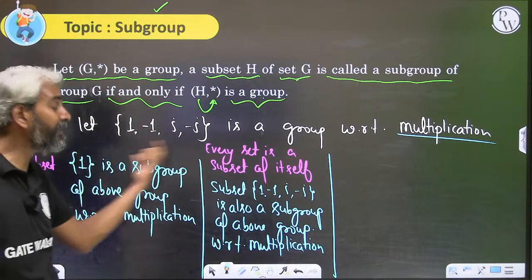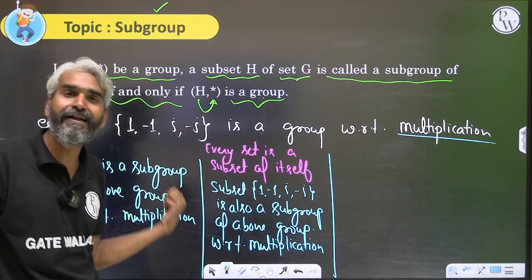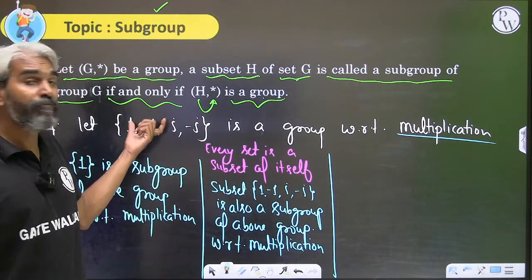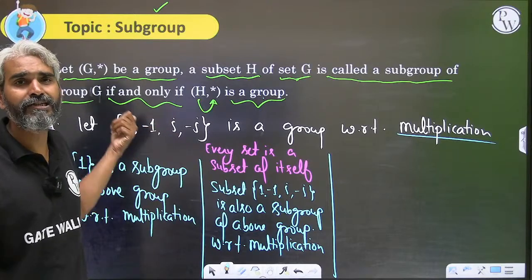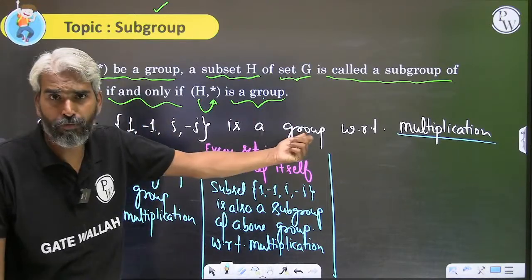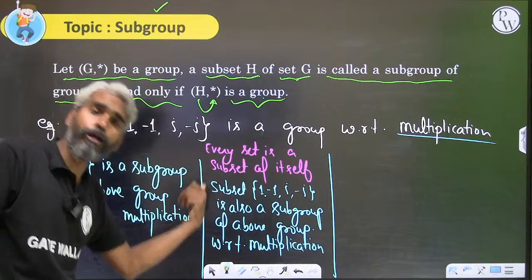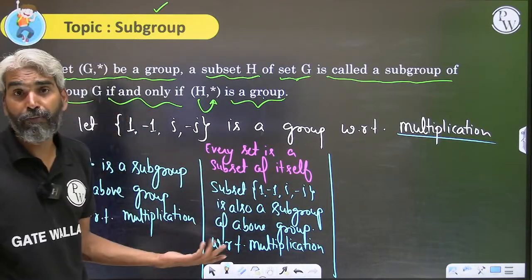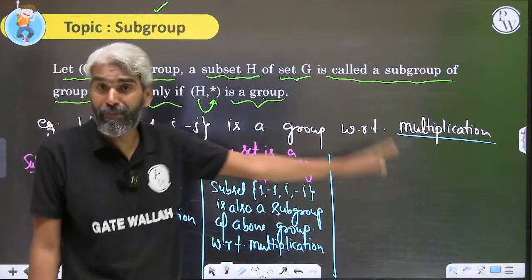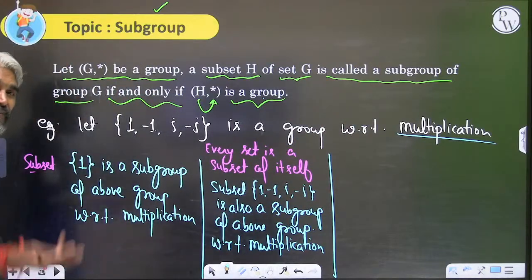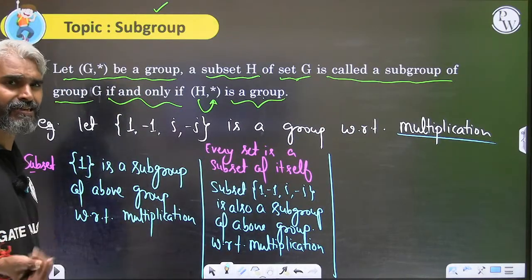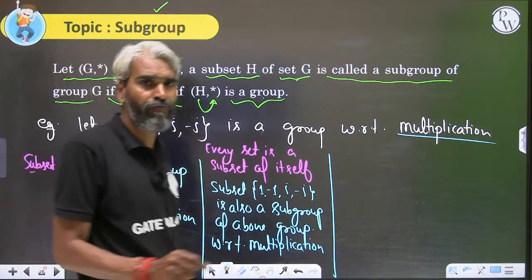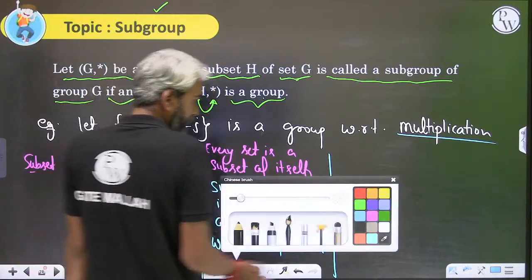If I take all the elements of the set, then also it is guaranteed to be a subgroup of the group, because the previous set itself is satisfying all four properties of a group with respect to the binary operation. Therefore, this subset that contains all the elements will also satisfy the properties of a group with respect to the same binary operation. But if I take any other subset, is it necessary that the subset will satisfy the properties of a group? Let's check.